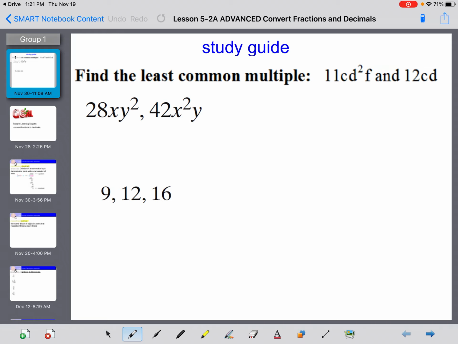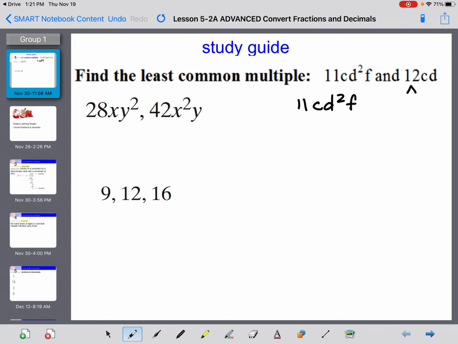I'm asked to find the least common multiple. To find the least common multiple, I first begin by making a factor tree. 11 is already prime, so I don't need to make a factor tree. So 11c d squared f.